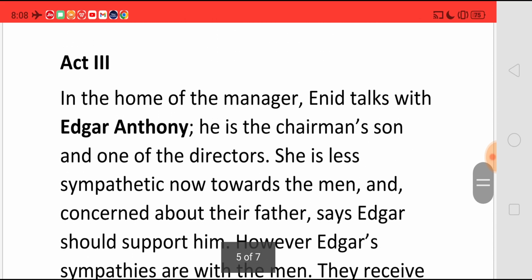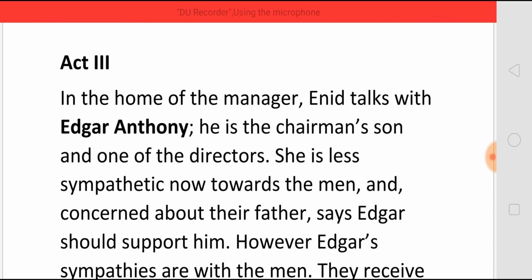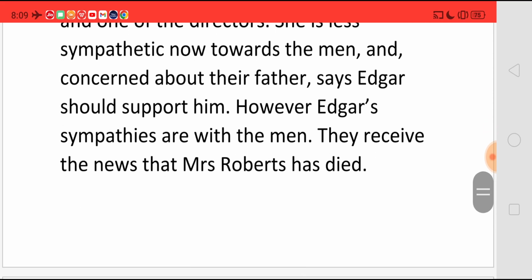In Act 3, we find at the home of the manager, Enid talks with Edgar Anthony. Edgar Anthony is the chairman's son and one of the directors. Now Enid is much less sympathetic towards the workers, and she is only concerned about their father. And she asks Edgar to support him. But Edgar is very sympathetic towards the workers because he knows that they are suffering.